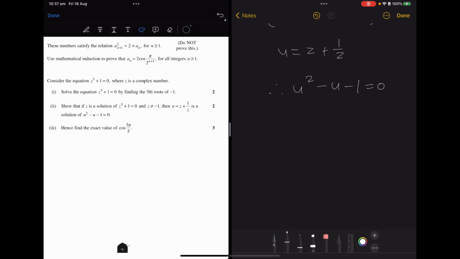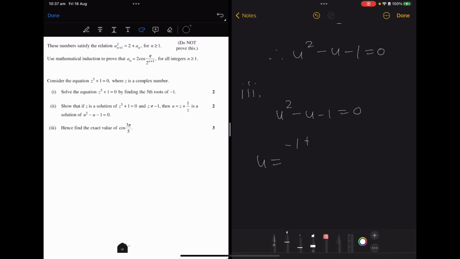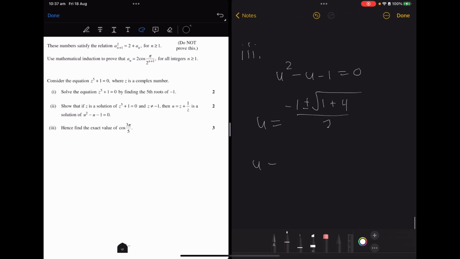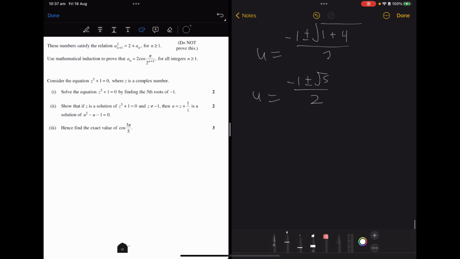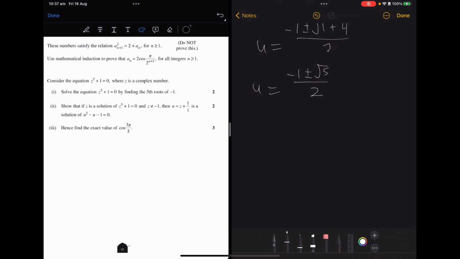So finally, for part 3, hence find the exact value of cos 3 pi over 5. First we have to solve this equation, u squared minus u minus 1 equals 0. So u equals negative b plus minus the square root of b squared minus 4ac, over 2a. So u equals 1 plus or minus root 5 over 2, and since u is equal to z plus 1 over z, z plus 1 over z equals 1 plus or minus root 5 over 2.